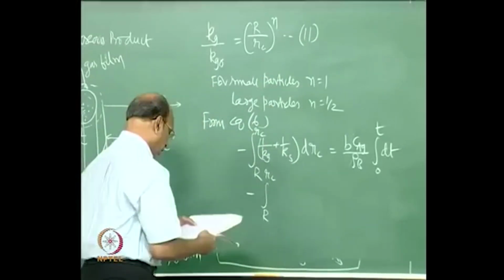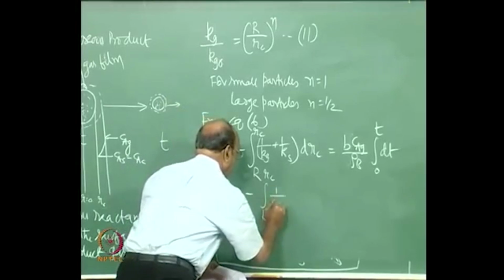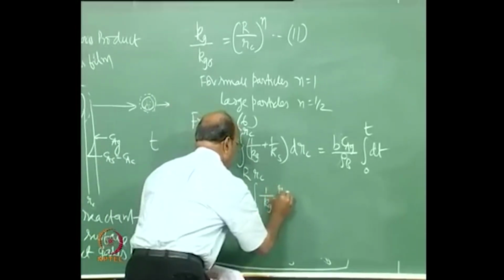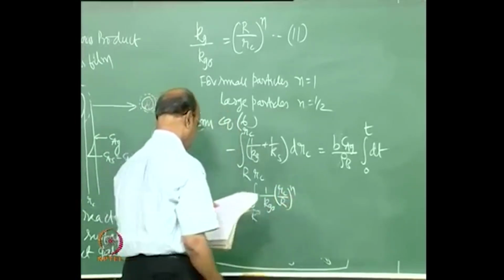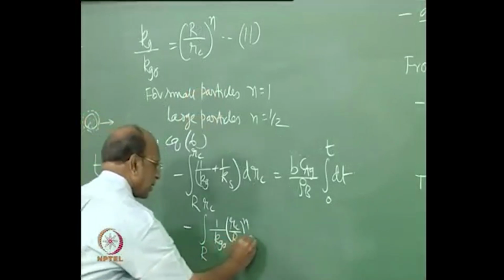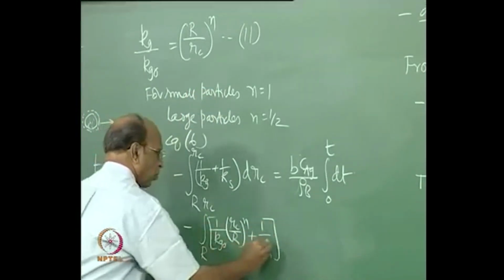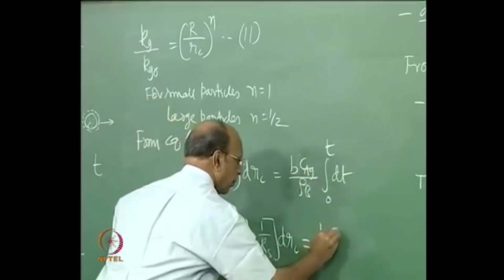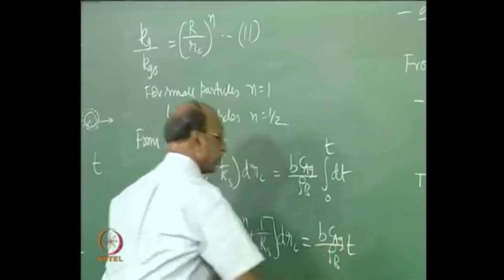So, if I substitute that, it becomes 1 by Kg naught into RC by capital R to the power n, that is one term, plus 1 by Ks into drc equal to B CAG rho B into T.